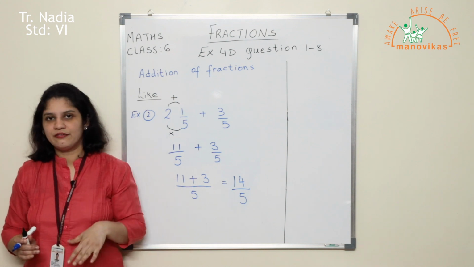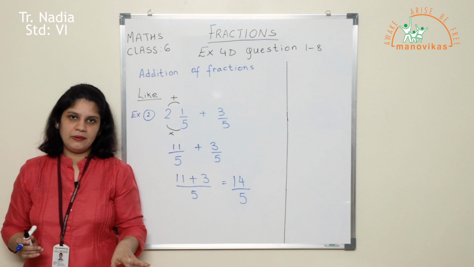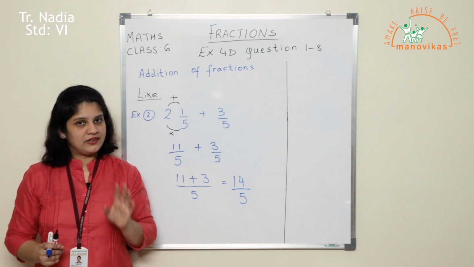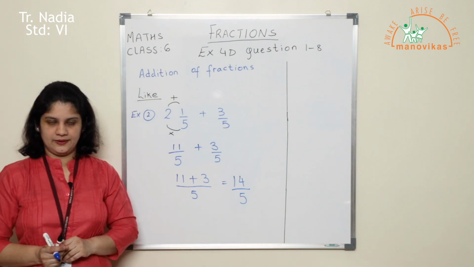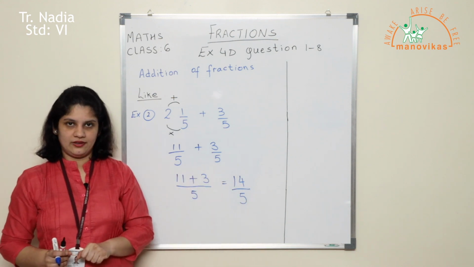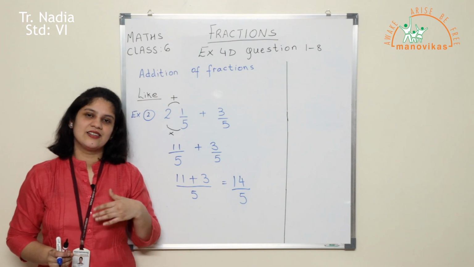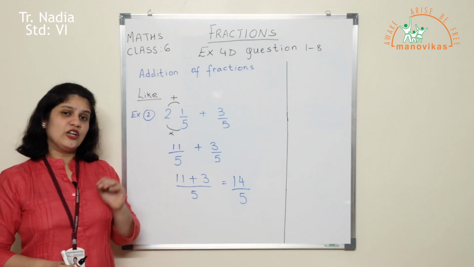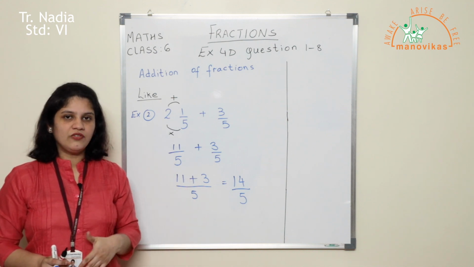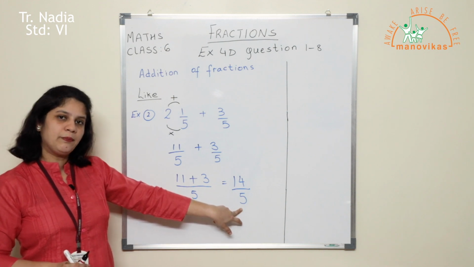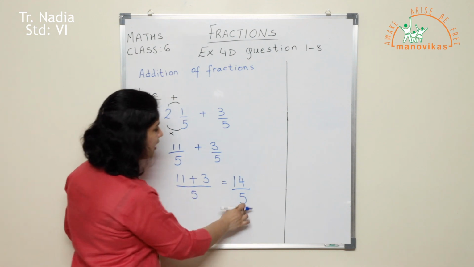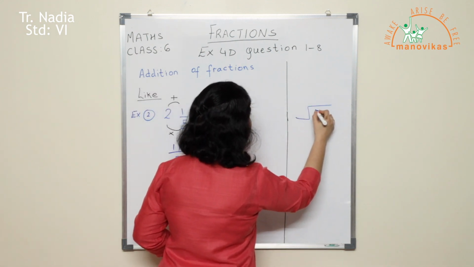Now do you feel 14 and 5 can be reduced? No, it cannot be reduced because 14 and 5 do not come together in any table. But now look at the answer carefully. Your answer has a big numerator and a small denominator. That means your final answer is an improper fraction. Usually, we don't leave answers in the improper fraction form. In case we get an answer which is an improper fraction, we always convert it to a mixed number. So what I will do with this answer is convert it to a mixed number.